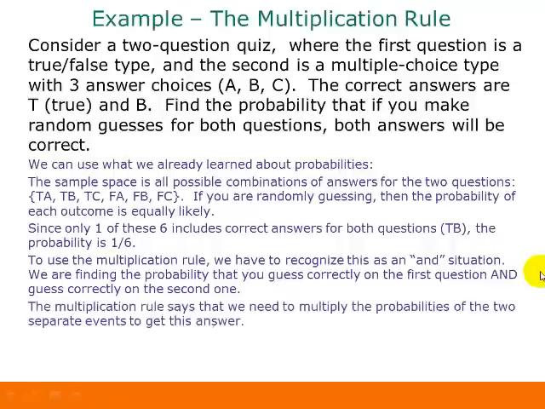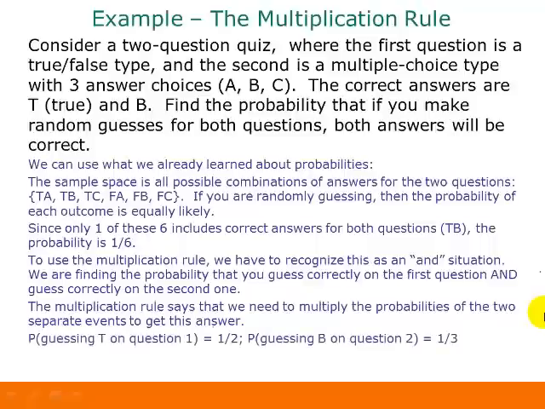The multiplication rule says that we need to multiply the probabilities of the two separate events to get this answer. The probability of guessing T on question 1 equals 1/2, while the probability of guessing B on question 2 equals 1/3, since there were three answer choices. So the probability of T and B would be 1/2 times 1/3, which equals 1/6.